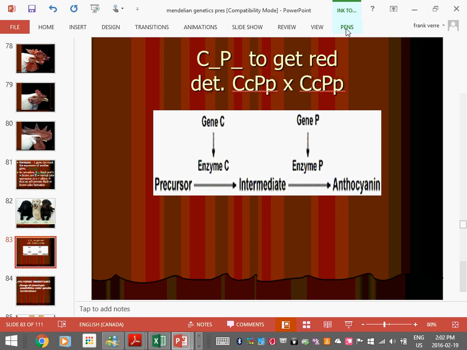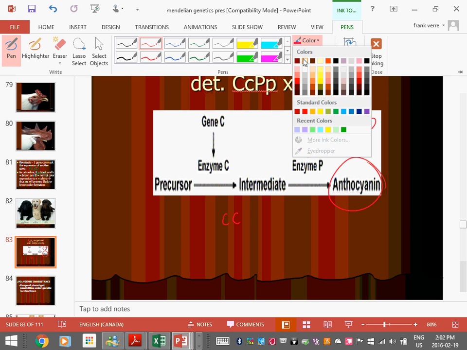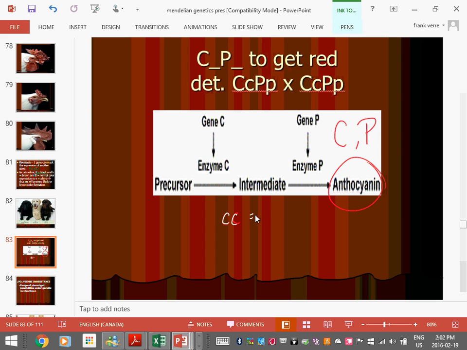So we need to get this color. What do we need? We need one big C and one big P. So what would happen if you had two little c's? No color. What would happen if you have two little p's? No color. So what's the odds of getting no color with this cross?